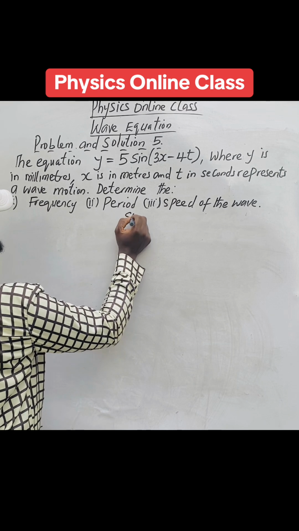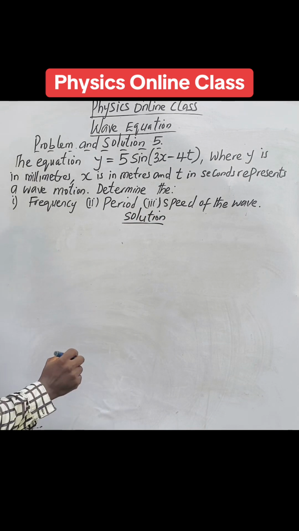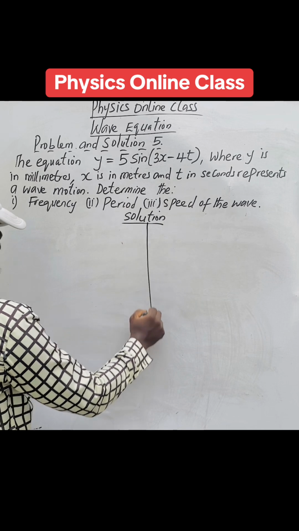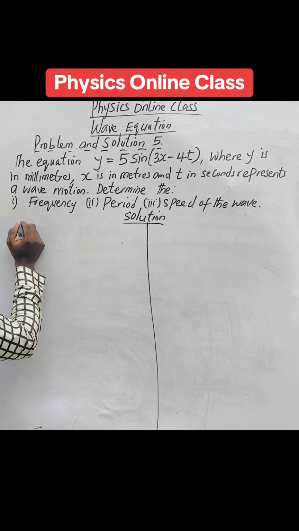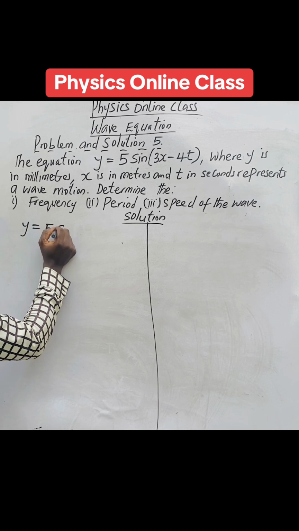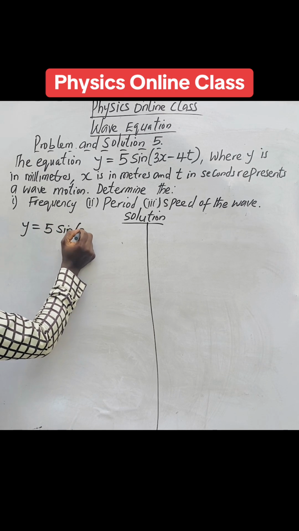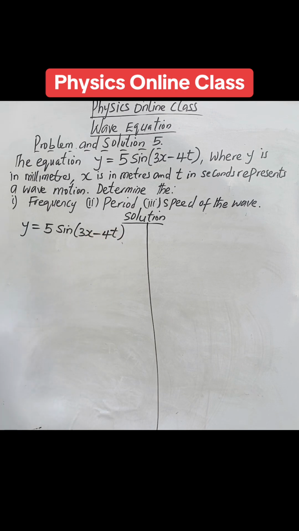Solution. So the first thing you do is to write down the equation. y equal to 5 sine (3x minus 4t). All right.